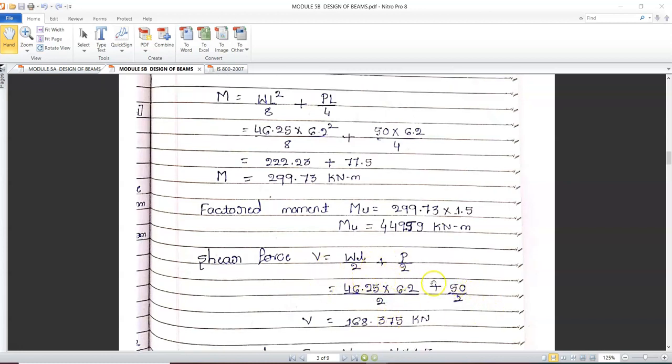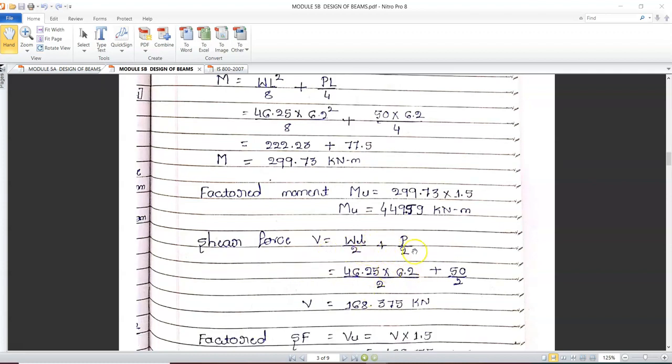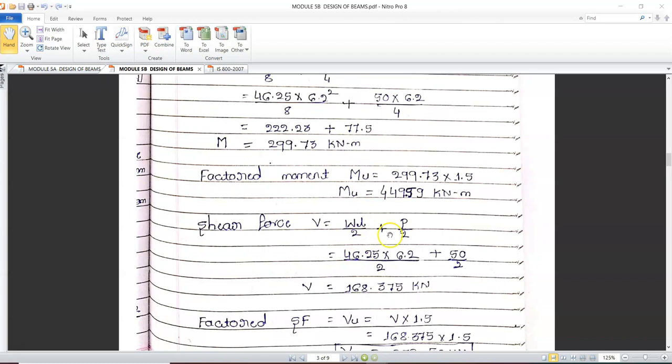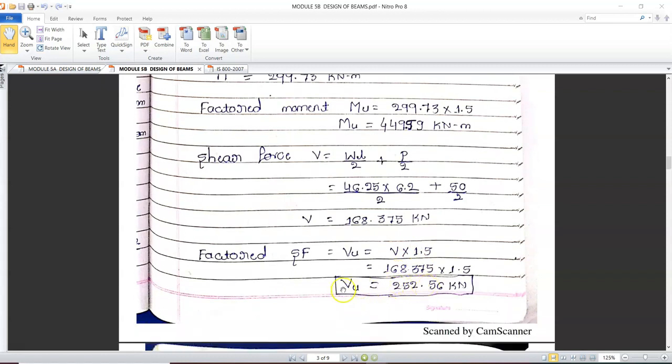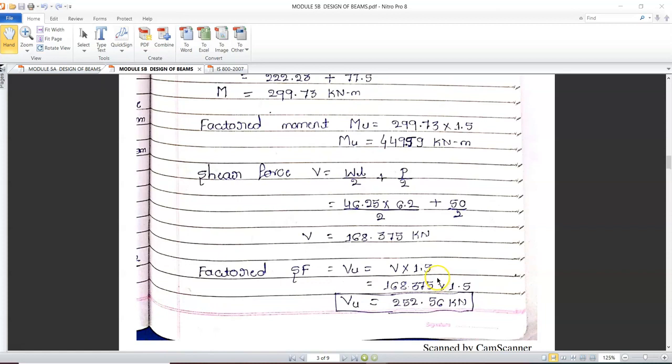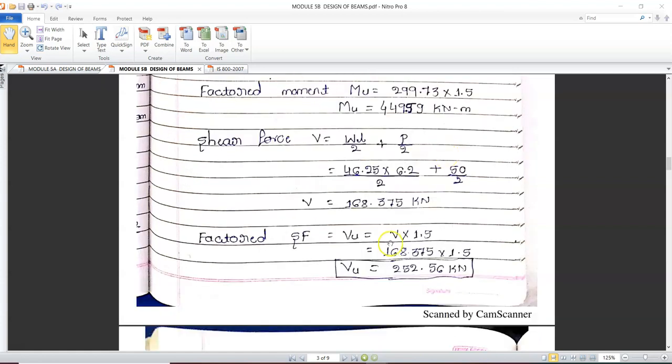We have already done these calculations in your analysis, which is why much discussion is not done here. The maximum shear force is 168.375 kilonewton. Now again multiplying by the load factor 1.5 converts it into a factored shear force, denoted by Vu. That is 252.56 kilonewton. So now you have to design an I section which is capable of resisting a bending moment of 449 kilonewton meter and a shear force of 252.56 kilonewton.